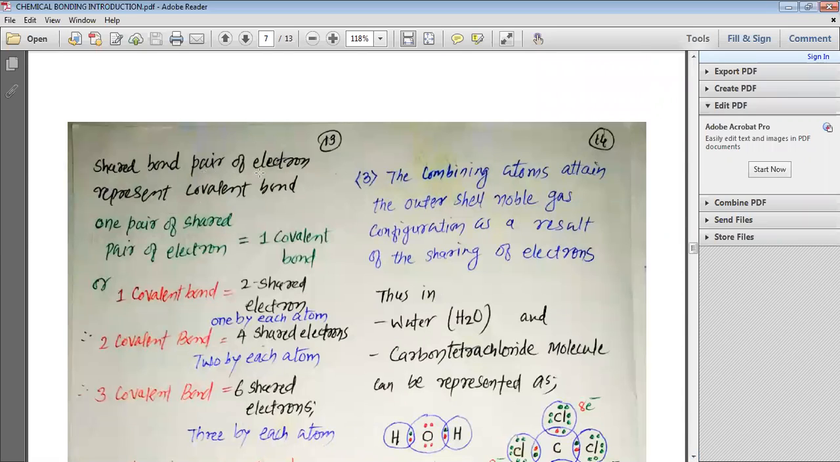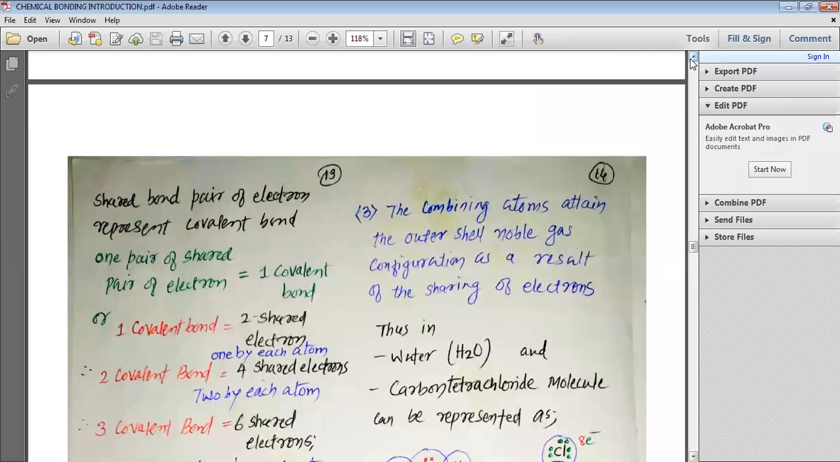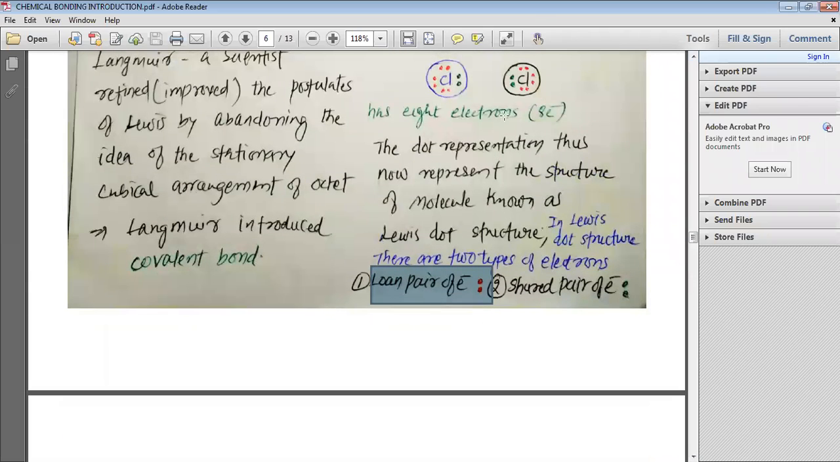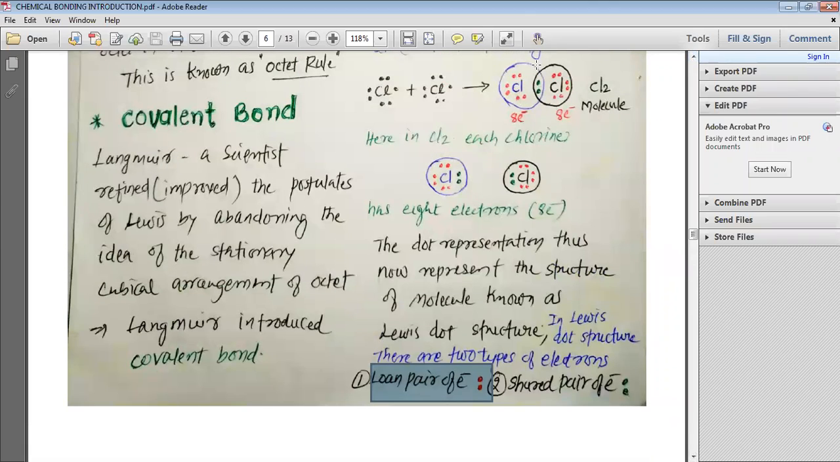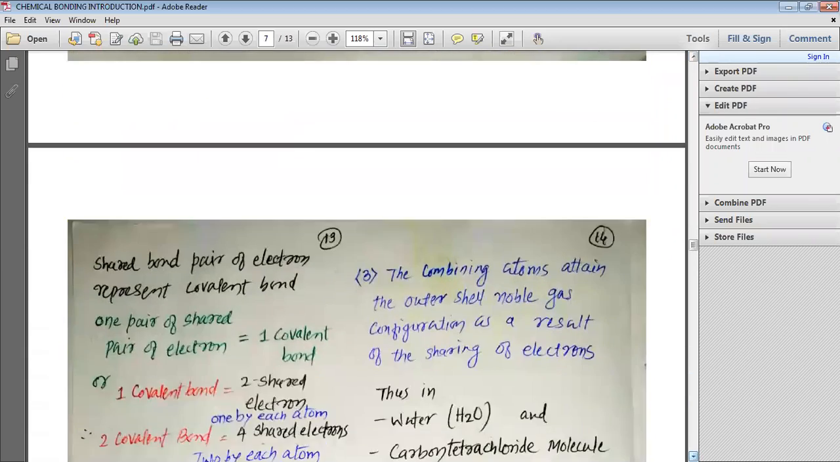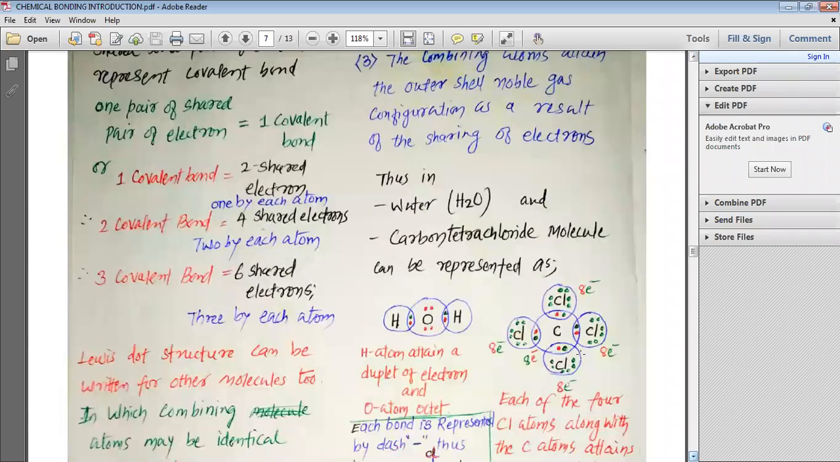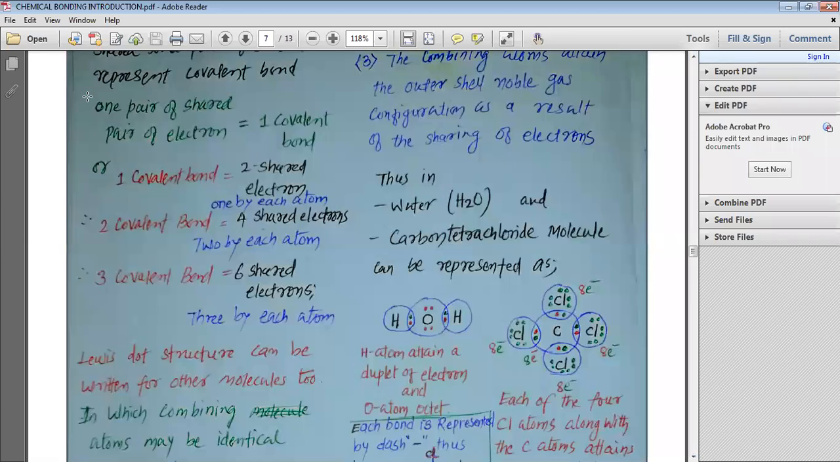Shared bond pair of electrons represents a covalent bond. So these two green electrons represent a covalent bond between these two chlorine atoms, which ultimately leads to formation of one chlorine molecule. So one shared pair of electrons.